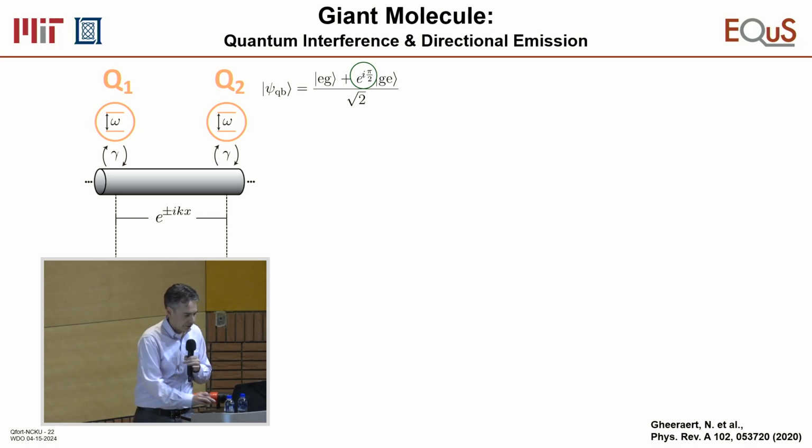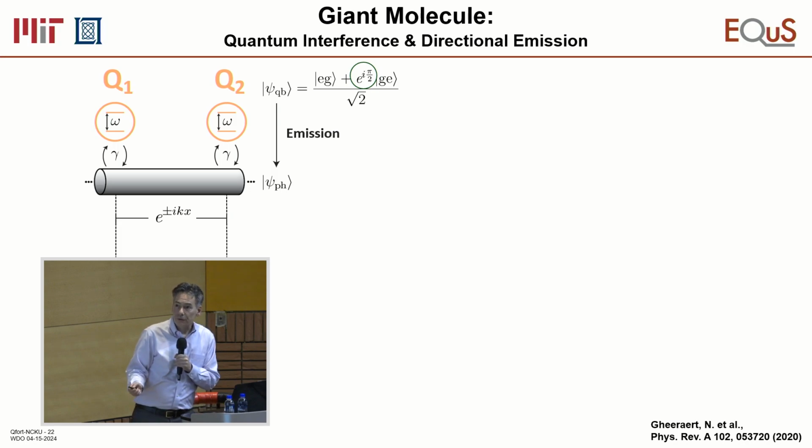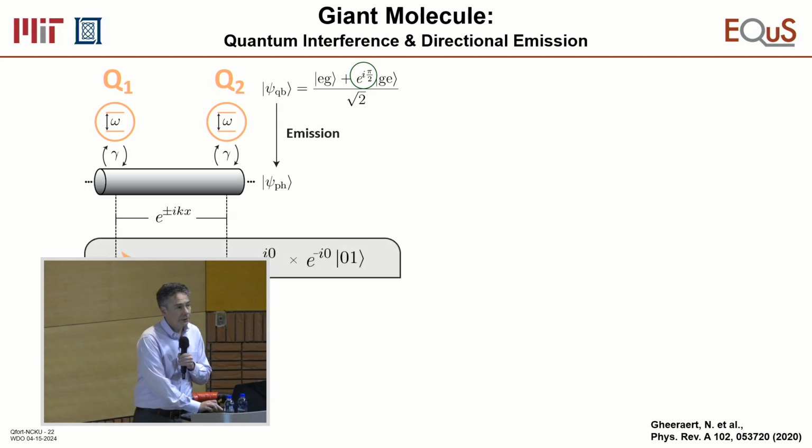Okay, so this is a giant molecule. Each atom is coupled at one point, but once they're entangled, it's one unit, or a molecule, and they're coupled at 2 points. So this entangled state has one photon. We don't know which qubit it's in, and it will emit one photon to the waveguide. Okay, and how do we figure out which way it goes? Well, there are four possibilities.